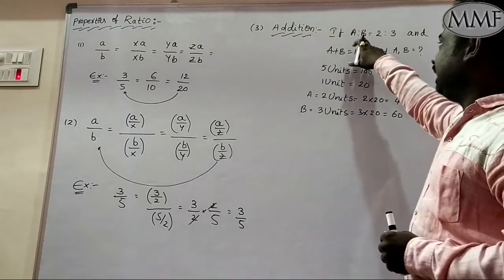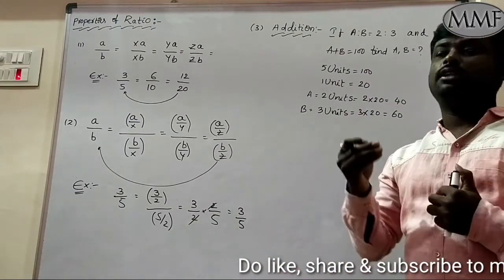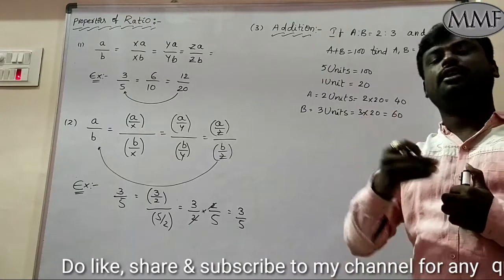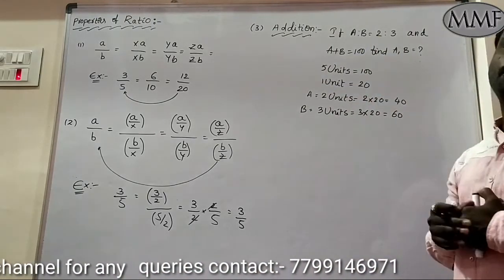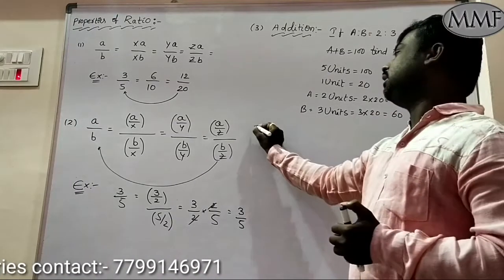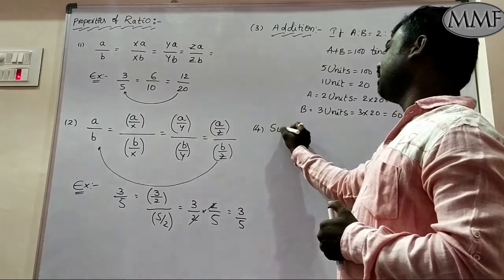Clear? So any ratio given means those are not the real values. They are duplicate values of the real values. They disguise the original values. So like that we can do the addition property. Next we will see the subtraction property. See, the subtraction property.